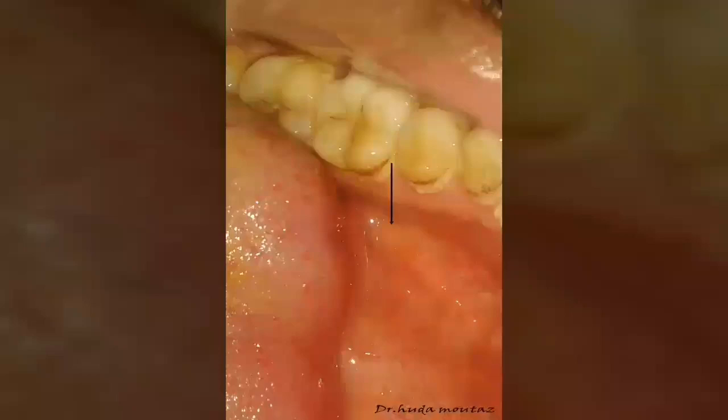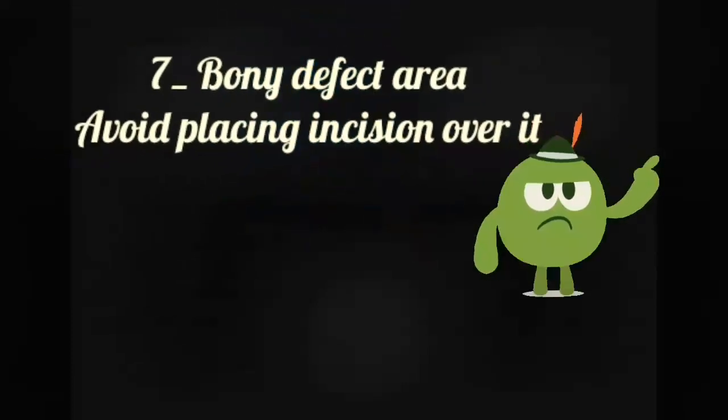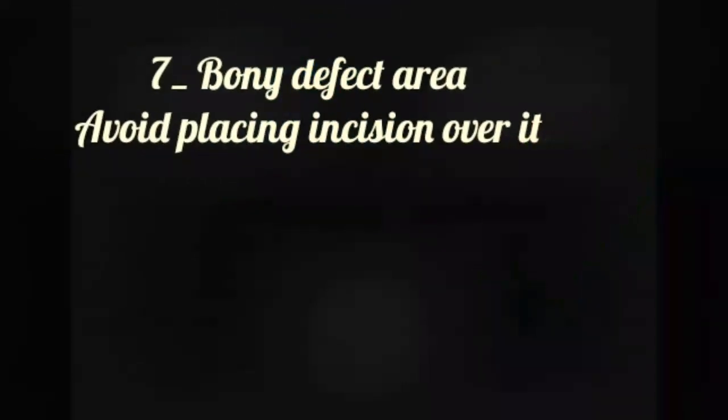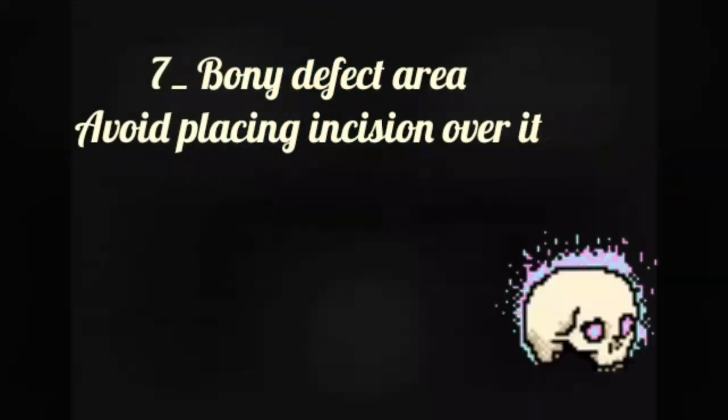Now we will talk about the last area which should be avoided during placement of the vertical releasing incision. You should avoid placing the vertical releasing incision at the bony defect area because this will lead to collapse and delayed healing also.